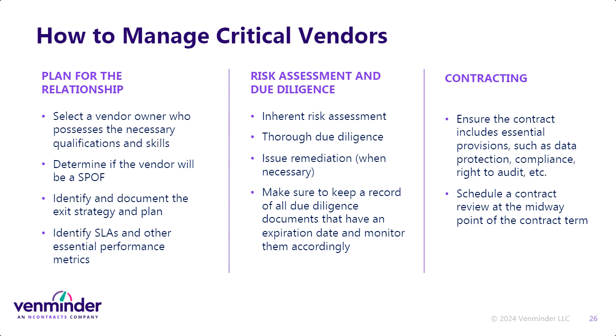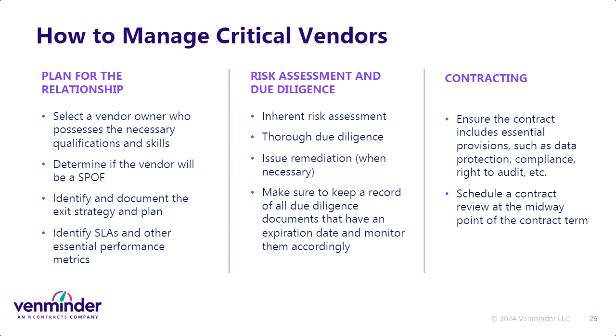From there, you can proceed with your inherent risk assessment and due diligence, which should be very thorough because you really want to obtain as much relevant information as possible on a vendor that can impact your organization in such a significant way. An issue remediation plan might also need to be considered for your critical vendors, so you know the steps to take if that vendor's performance starts declining or if there's some other problem that needs to be addressed. And also make sure to track due diligence expiration dates so you can request new versions and review them as needed.